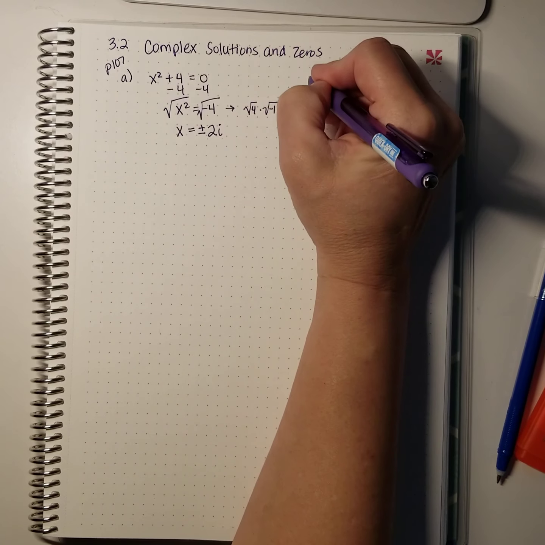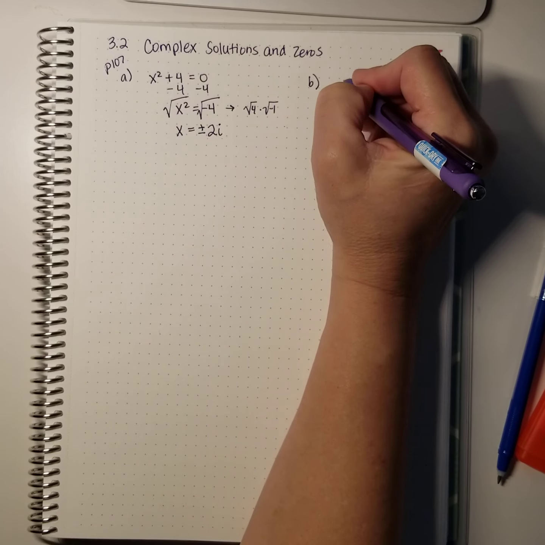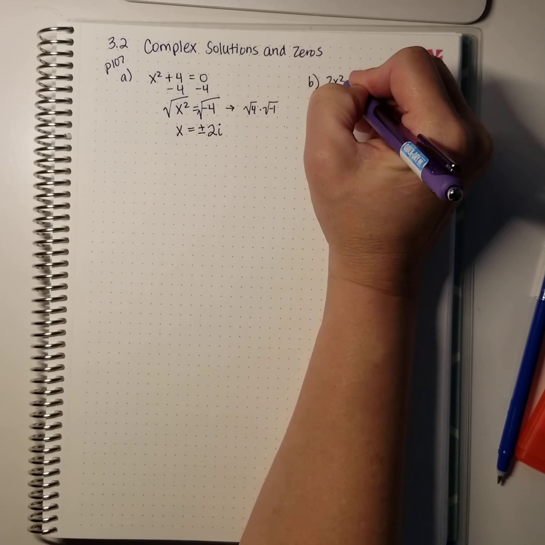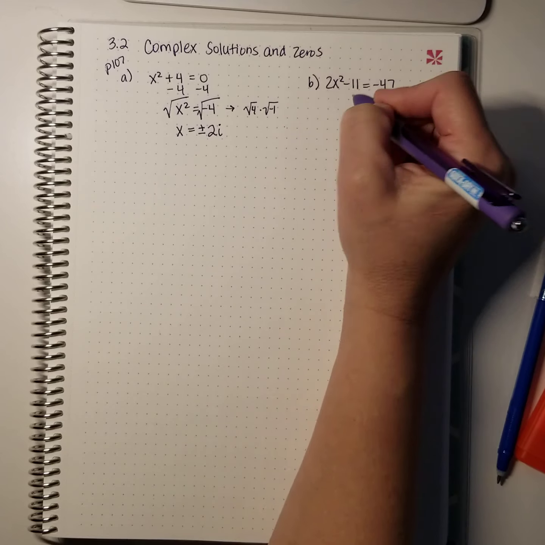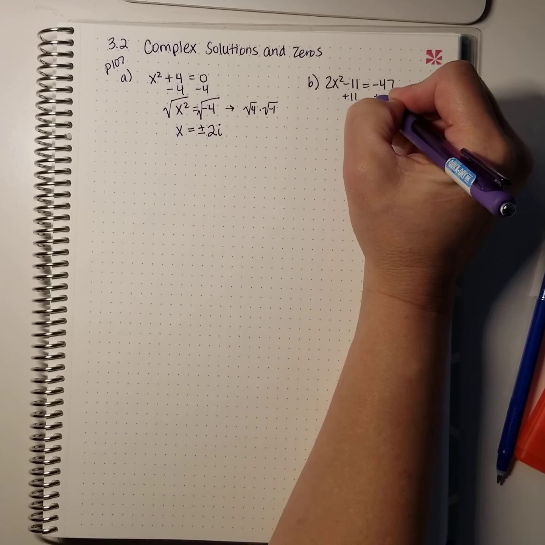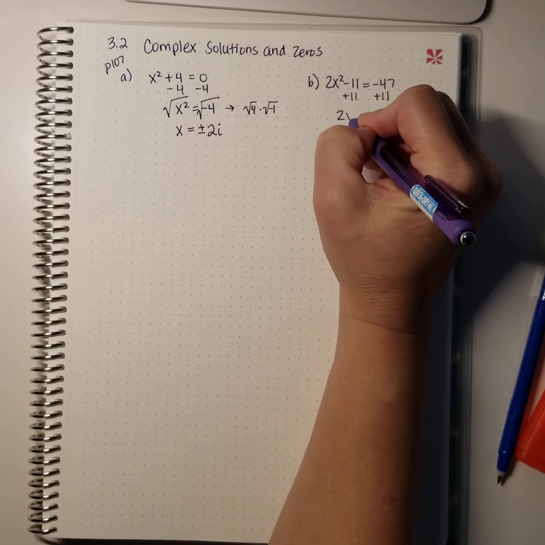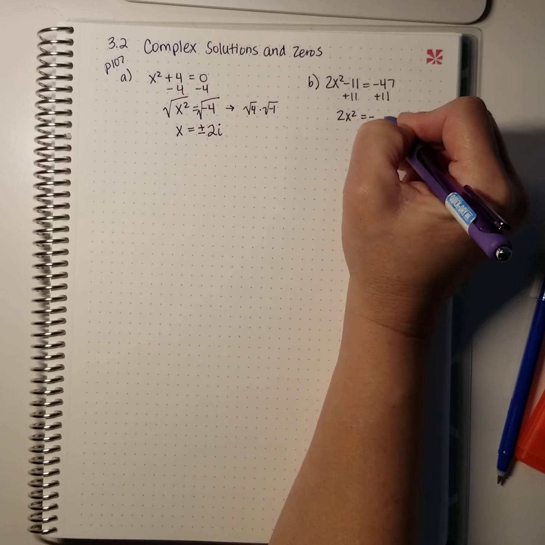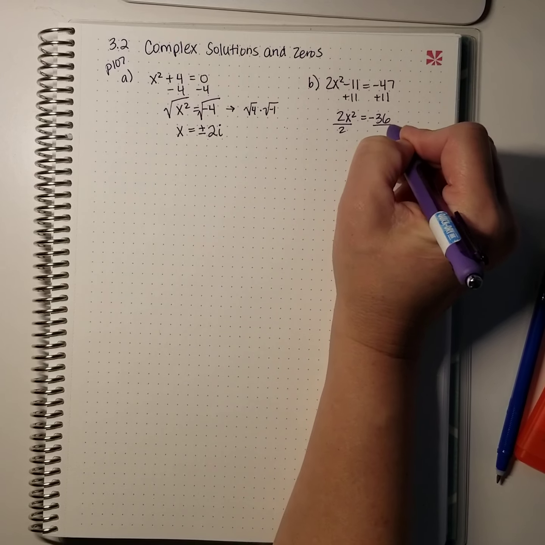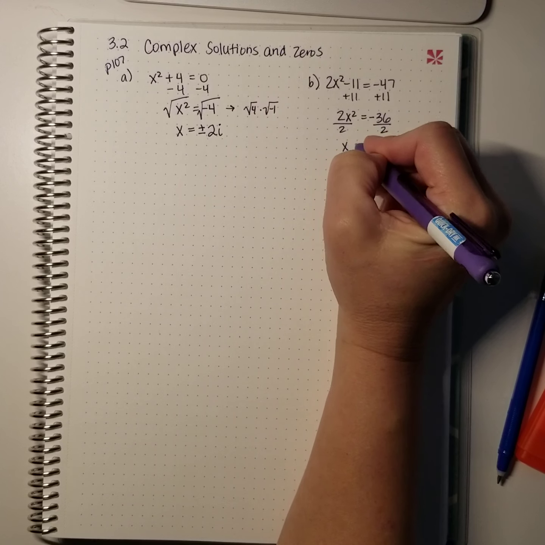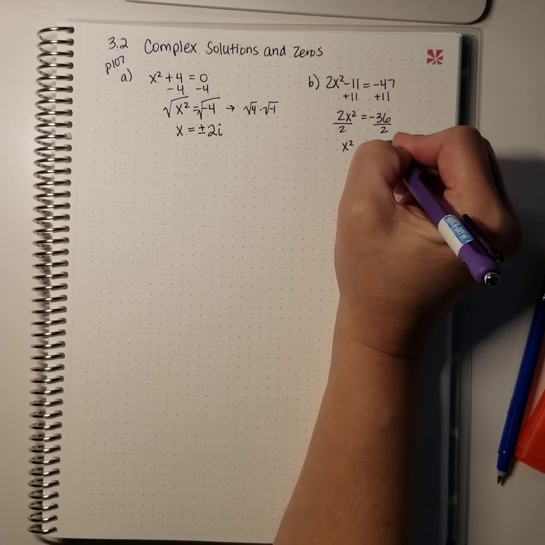Let's look at example B. B is 2x squared minus 11 equals negative 47. We'll just go ahead and add 11 to both sides, and we get 2x squared equals negative 36. Dividing by 2, we get x squared equals negative 18.